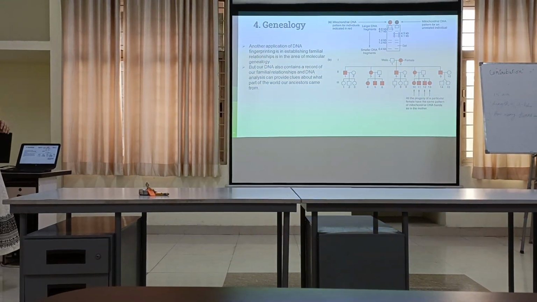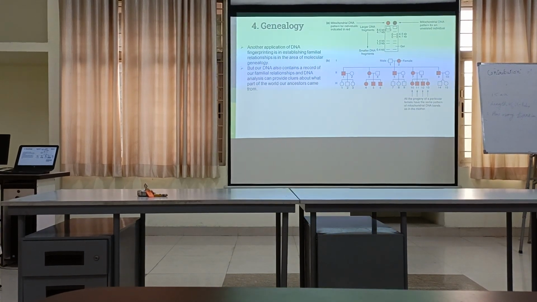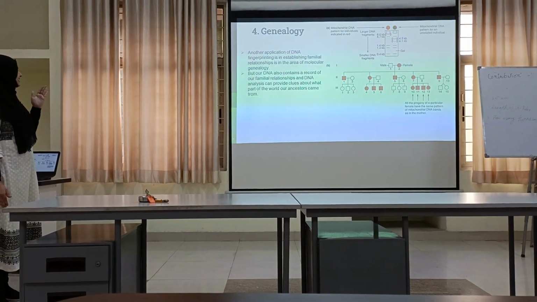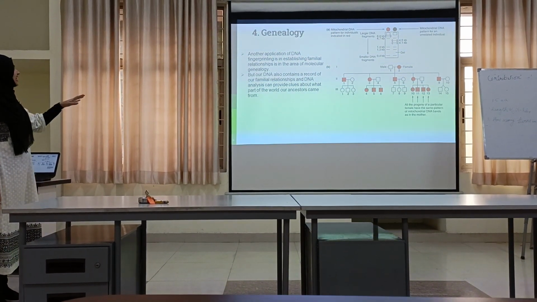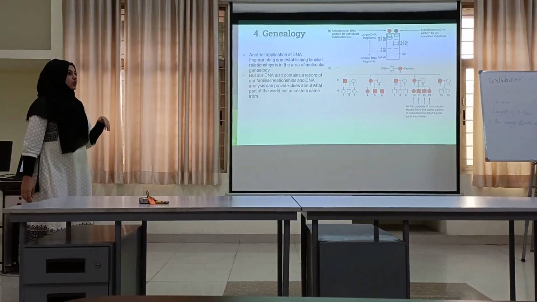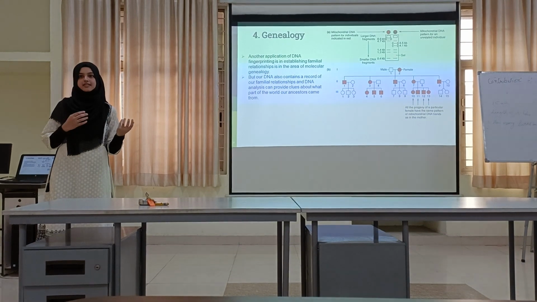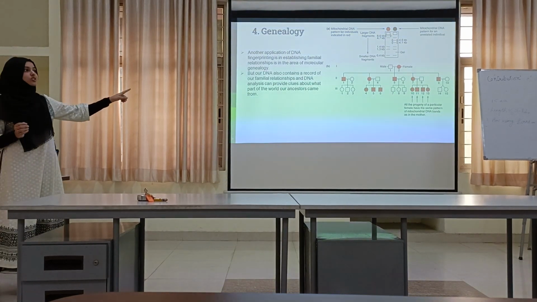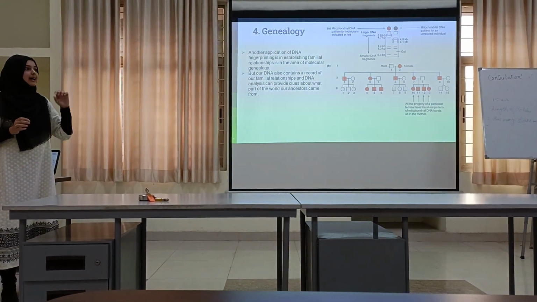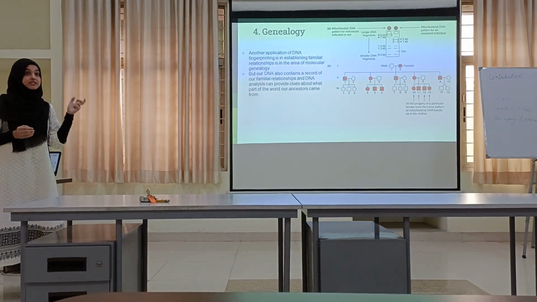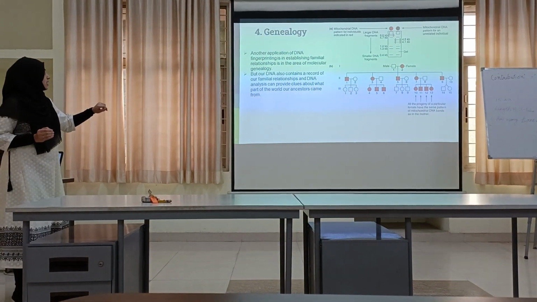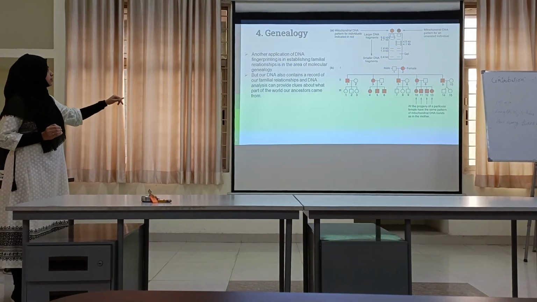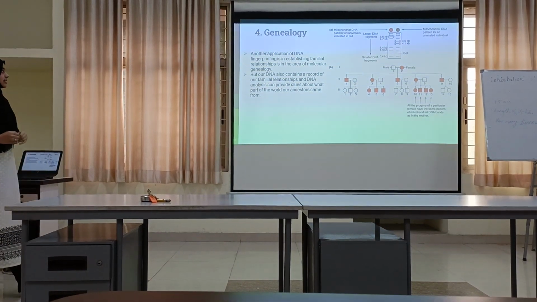The fourth application of DNA fingerprinting is genealogy. Another application of DNA fingerprinting is in establishing familial relationships in the area of molecular genealogy. DNA fingerprinting also helps us in establishing these familial relationships by using mitochondrial DNA. It helps us to establish these relationships with our ancestors, and this is used a lot in genealogy. Our DNA also contains a record of familial relationships, and DNA analysis can provide clues about what part of the world our ancestors came from.